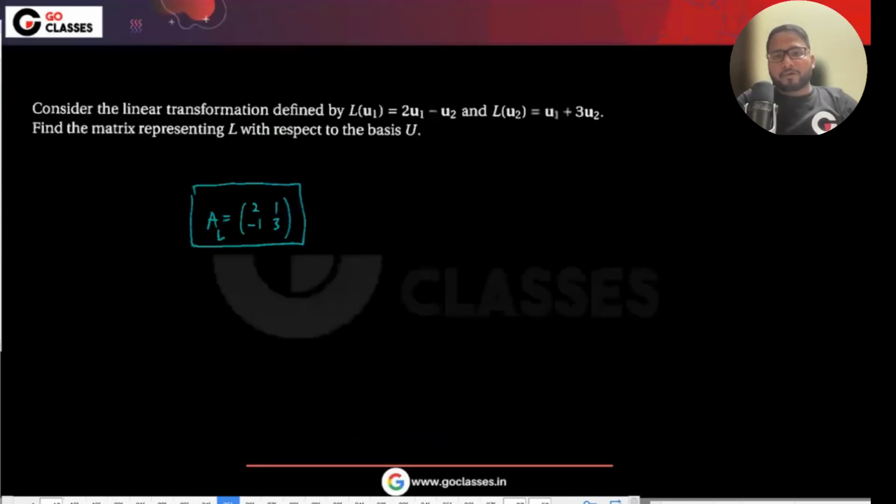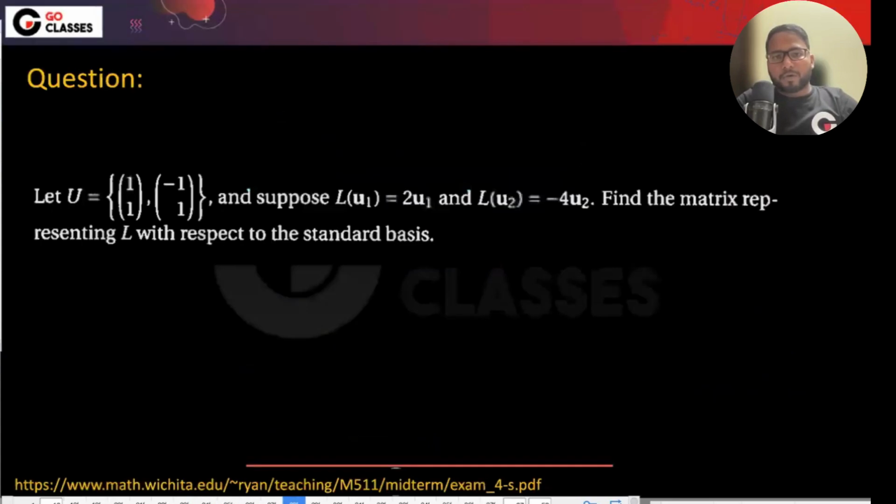Okay, so let's now move to the next question. Let's see what they're saying. Suppose U1 and U2 are given like this. Find the matrix representing L with respect to the standard basis. So in this question, they are looking for the matrix with respect to the standard basis.